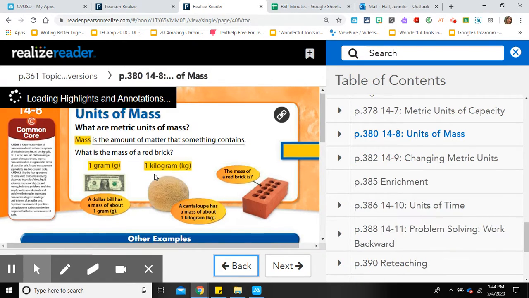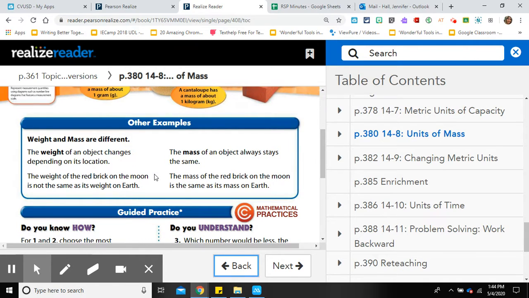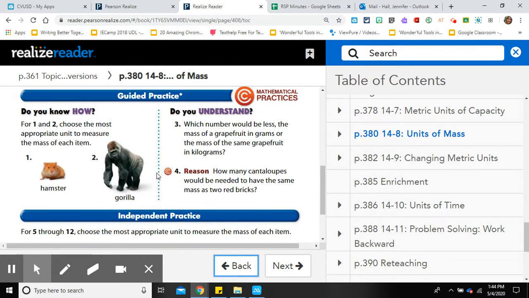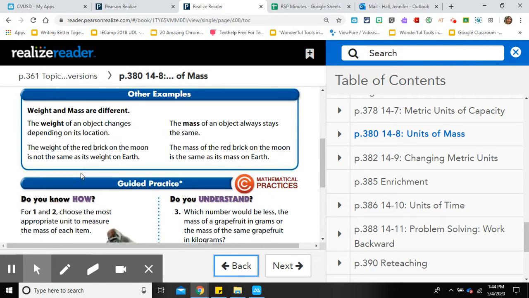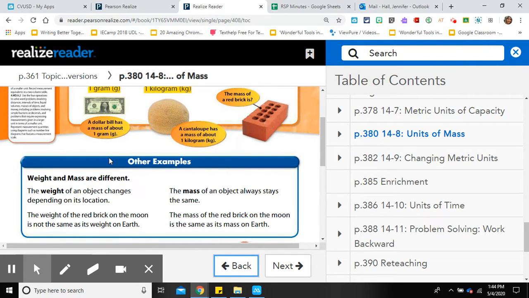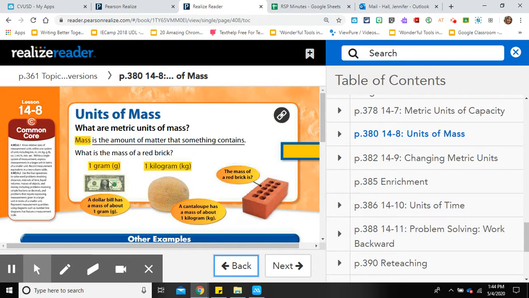Okay, so we got grams and kilograms. Let's look at these two here. How would we measure the weight of a hamster, the mass of a hamster? If we look up here, a hamster is not going to be as heavy as a cantaloupe, right? A hamster is going to be a lot lighter than a cantaloupe. So if it's not as heavy as a cantaloupe, which is equal to 1 kilogram, then we have to go down to another way to measure mass, and that would be grams. So we would measure the hamster with grams.